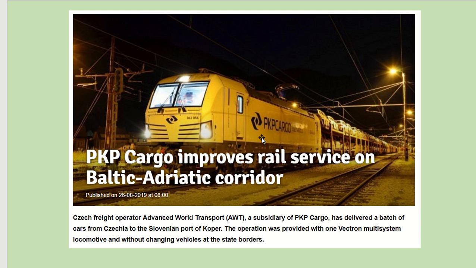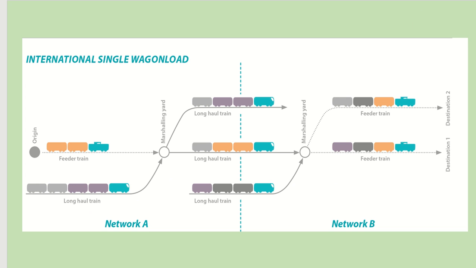This is an example of very long trains that are used for cargo. It delivered a batch of cars from the Slovenian port of Koper. It is interesting to see this type of train when it goes from country to country, which are landlocked, and goes through a boundary like this. This is the long haul train, and here is another long haul train.